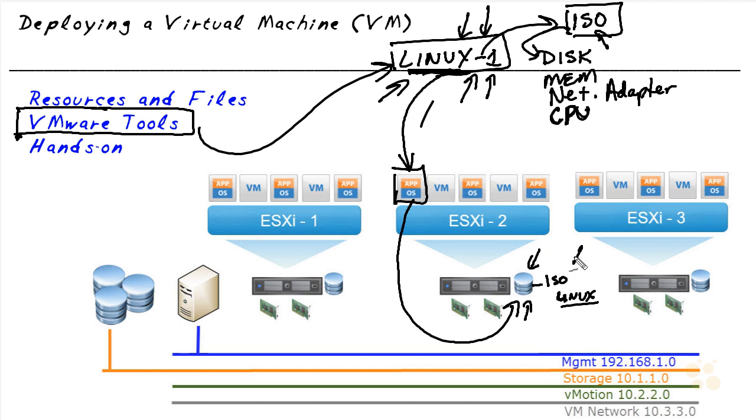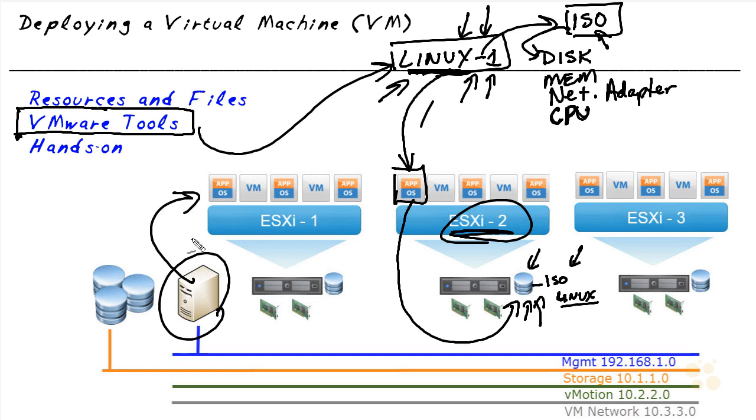So I've got an ISO image that I have copied over to the data store locally on ESXi2. So for our demonstration, let's go to our Windows machine. We'll connect to the vCenter server using the vSphere web client, and we'll indicate that we want to create a new virtual machine. It'll ask us some questions about that virtual machine, which we'll answer. And then once it's deployed and running, we'll add the VMware Tools to it and verify that it all works.